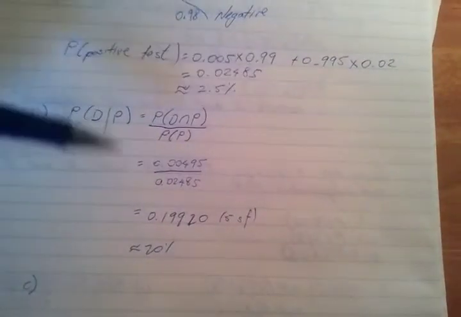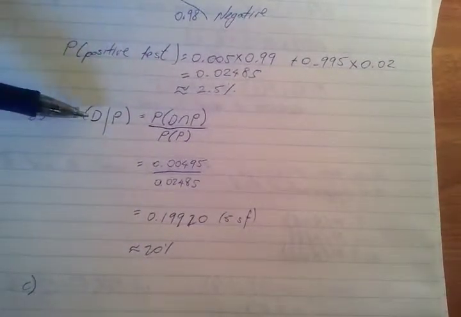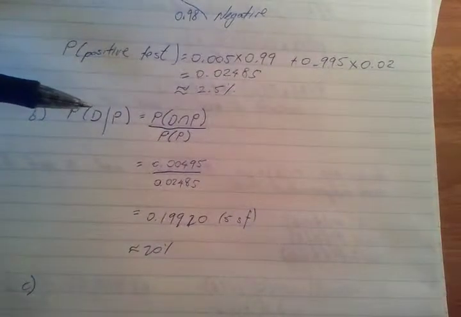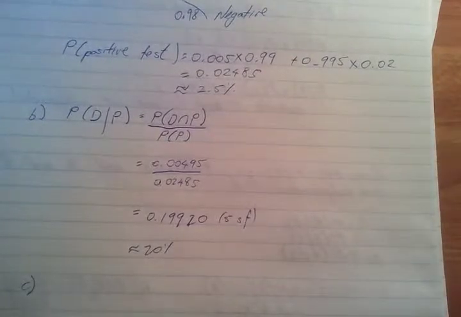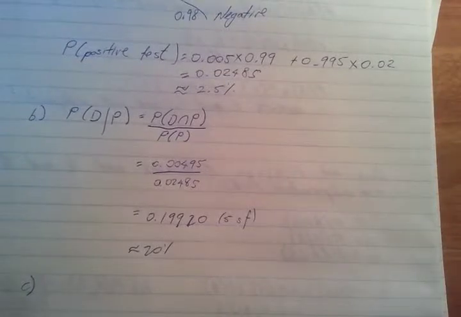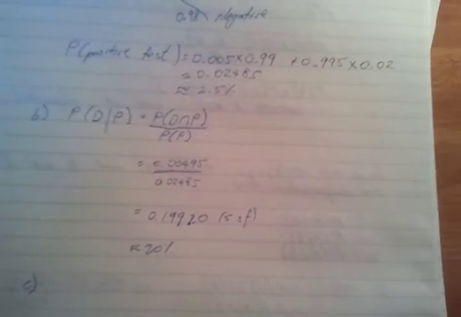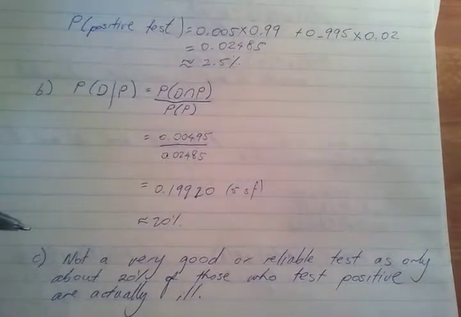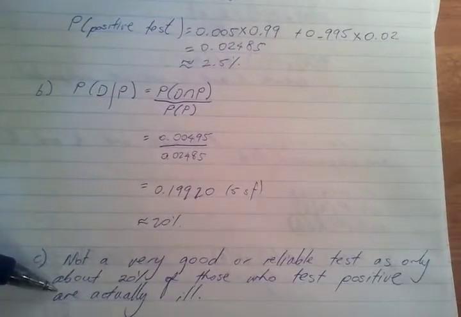And in this case, we'd be saying, well, about 20% of the time you're going to actually have the disease given that you tested positive. So what we're really saying is that it's a fairly small proportion of people who have positive tests are actually ill. So we would have to say this test isn't really a very good or reliable test. We might write something like this, saying not a very good or reliable test, only about 20% of those who test positive are actually ill.